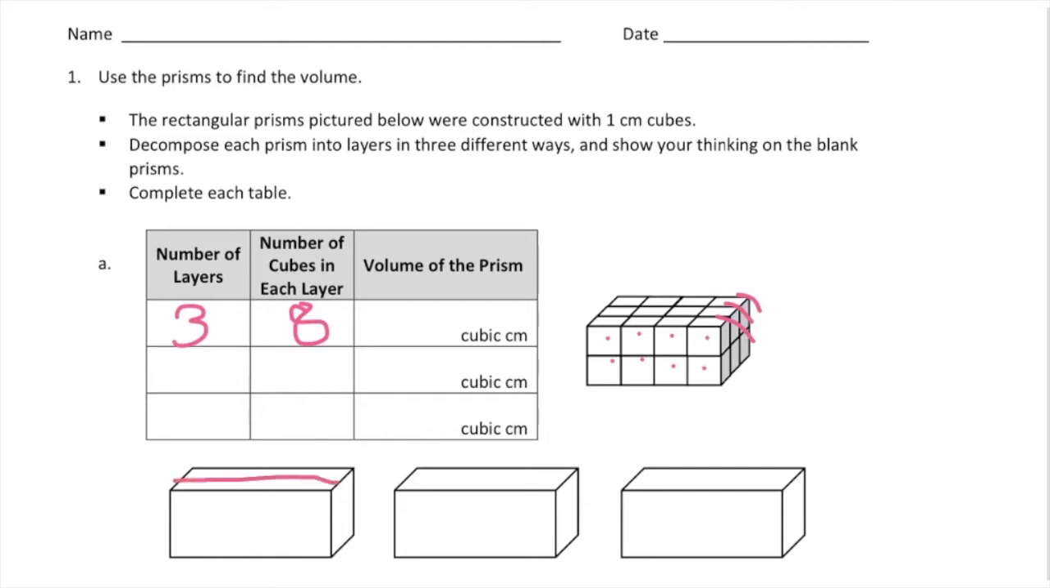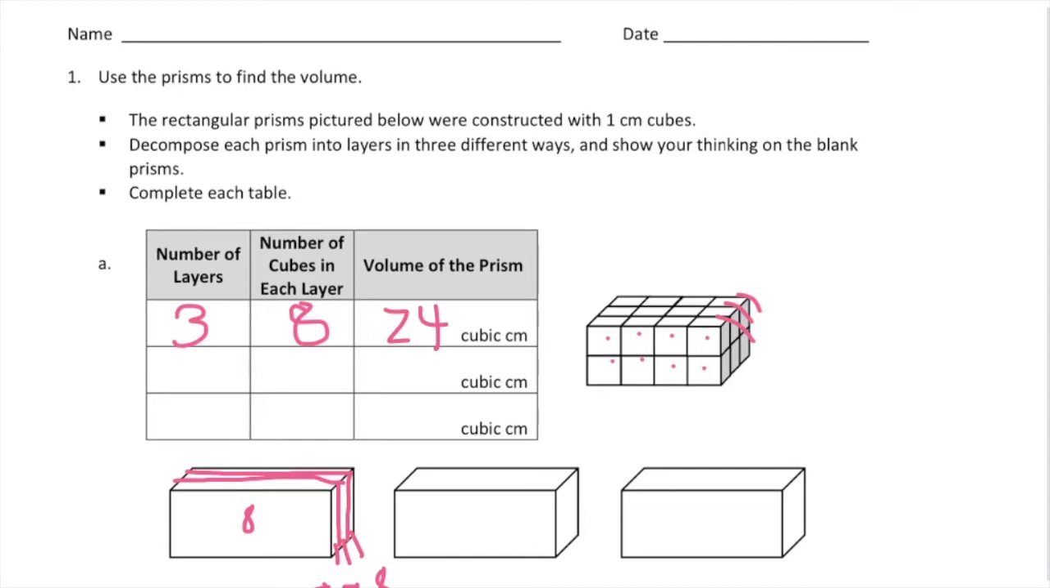So I had 1, 2, 3 layers. That is really hard to see, I'm sorry. And then each layer had 8. So I basically have 8, 8, and 8. And we know all together that gives me 24. I know that's really hard to see. I'm sorry. Trying my best over here, guys.